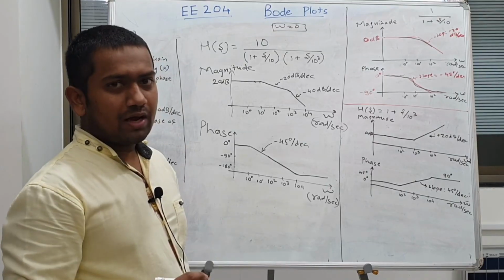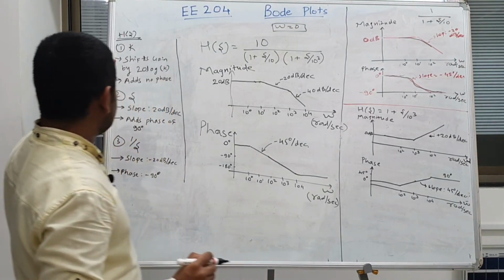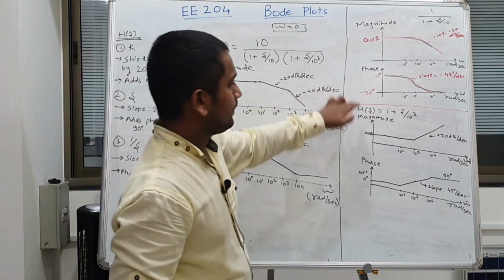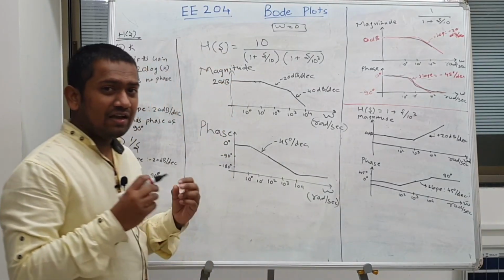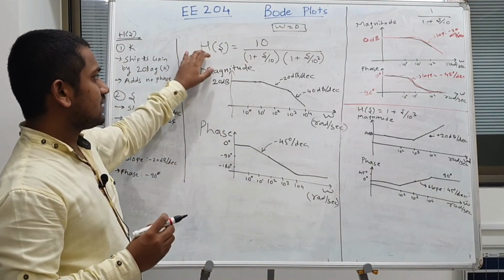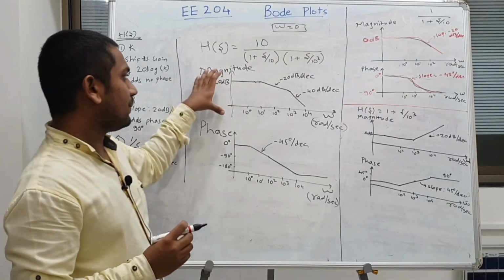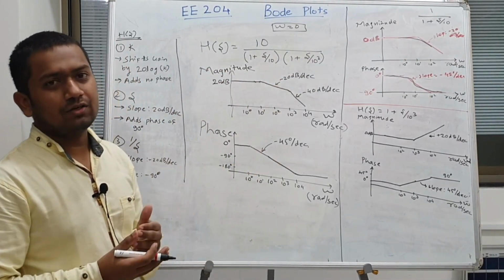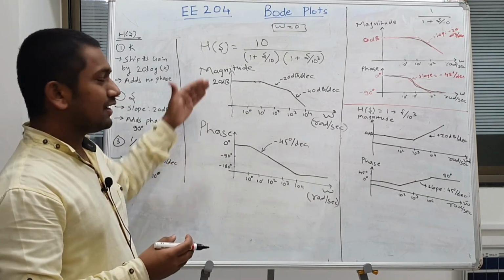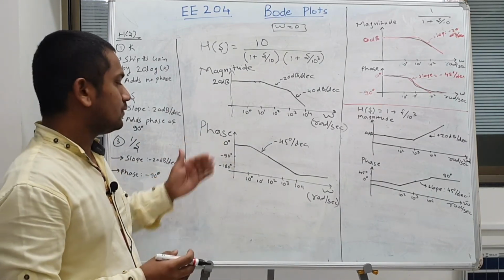If we know these 5 points, then we can construct any complex H of s, and we can split it into the known facts and combine them just by addition of magnitudes and addition of phase.